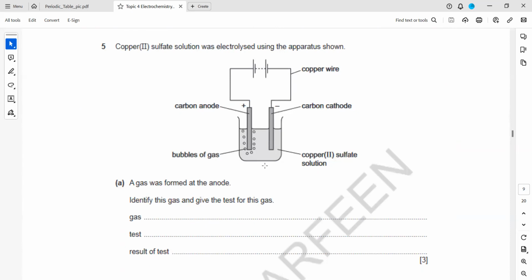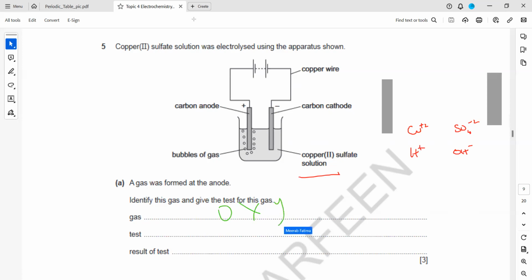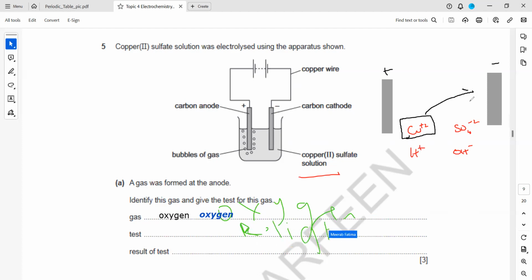Copper(II) sulfate solution was electrolyzed using an apparatus. These are inert electrodes. The last one which we did was an active electrode, but this is an inert electrode. The copper sulfate solution contains copper ions, sulfate ions, hydrogen ions and hydroxide ions. And we have the electrodes. For a positive ion, we always check the reactivity. This is the anode, this one is the cathode. Copper is less reactive, so copper will move towards the cathode. For negative ions, we check the amount, but sulfate, nitrate, and carbonates never discharge.